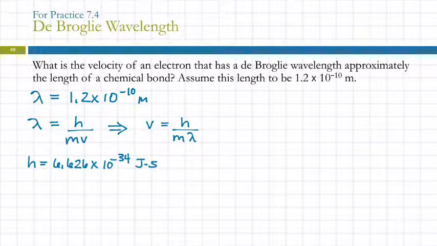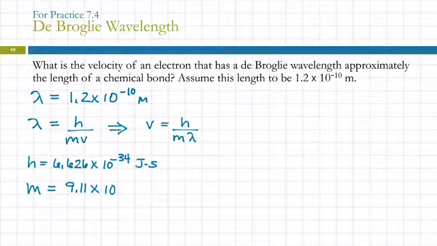Hey Siri, what's the mass of an electron in kilograms? Checking. The answer is 9.11 times 10 to the negative 31st power kilograms. Thank you. You need to be polite to Siri.